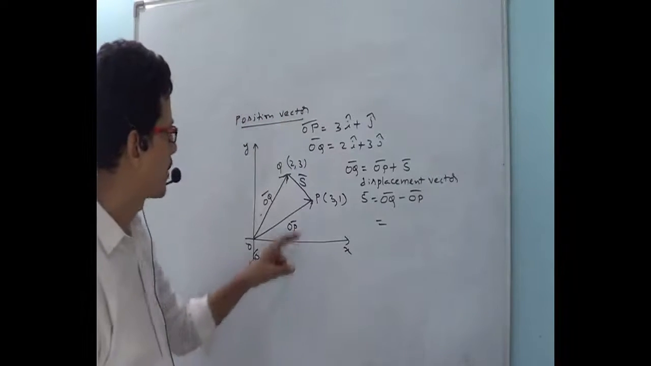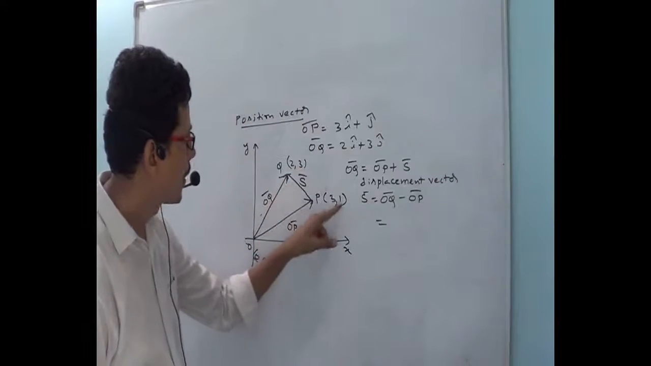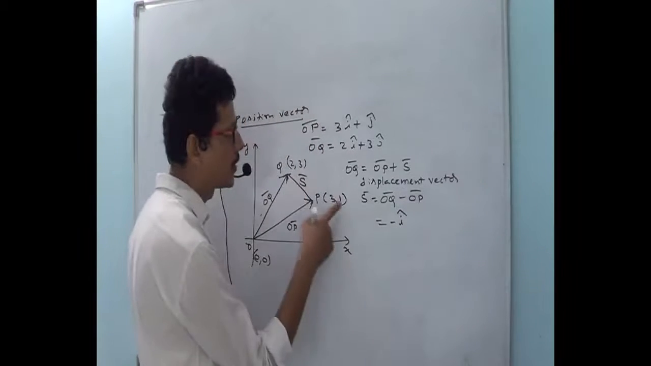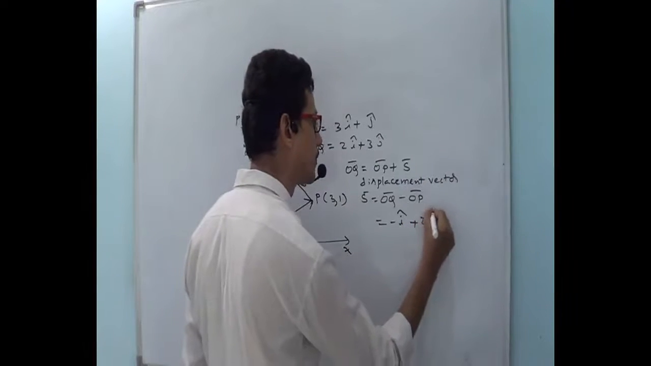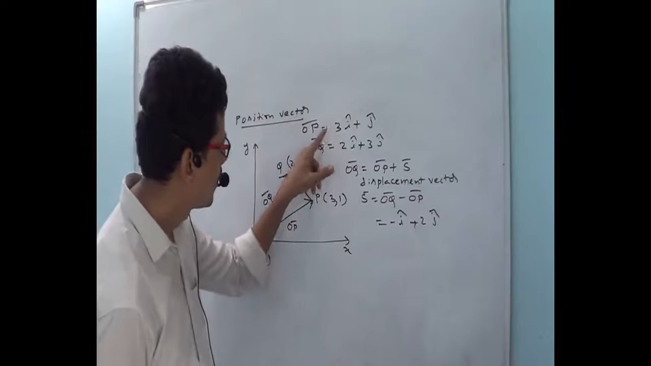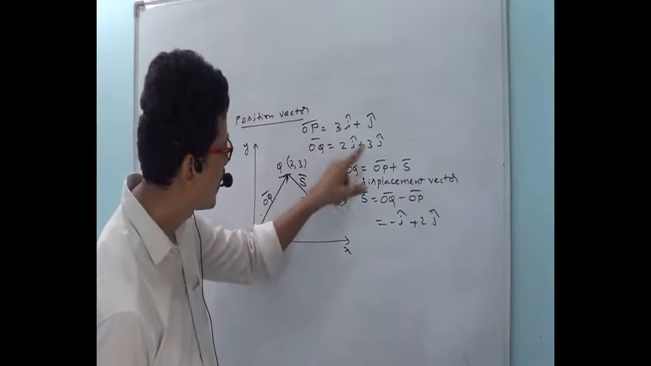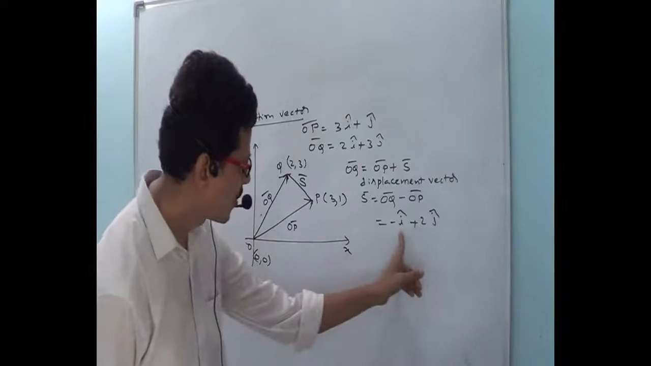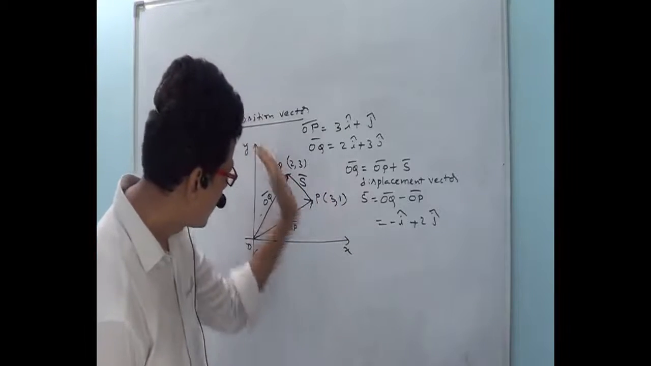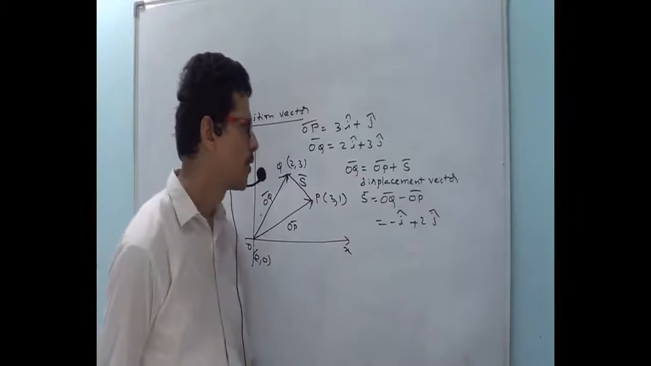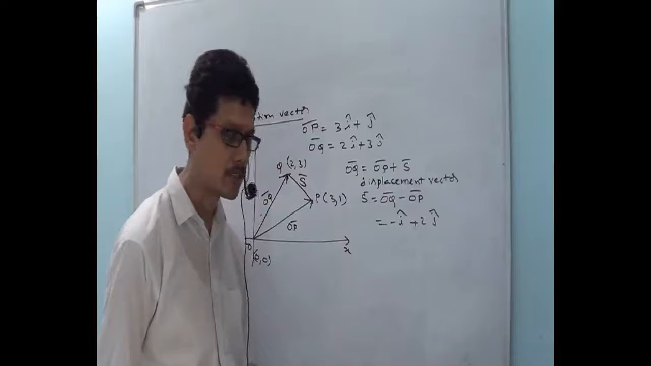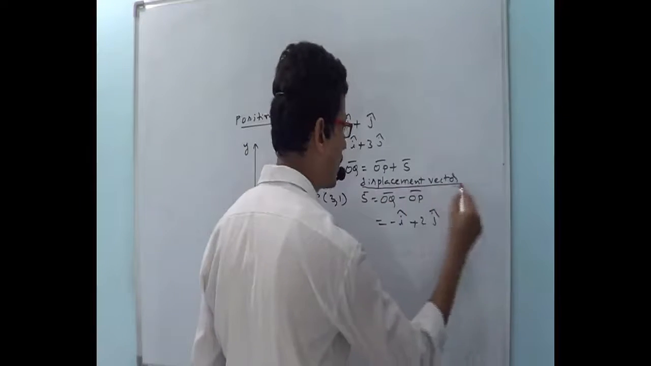Okay. And if I subtract these two, 2 minus 3 i cap, 3 minus 1 plus 2 j cap. Okay, I have to subtract this from this. So this from this I have to subtract, minus i cap plus 2 j cap. That is the vector along the second quadrant. Na? This is the second quadrant, minus plus like this. That is the displacement vector. Okay, now you note down this position vector and displacement vector in terms of position vectors. Okay, that is how you can calculate. Note down this.